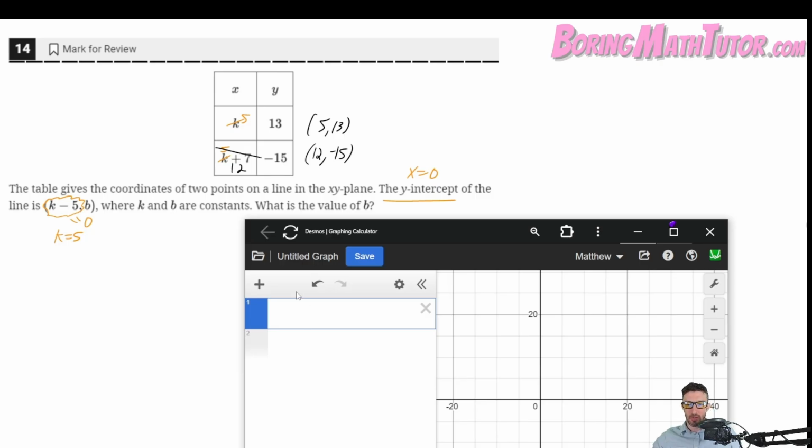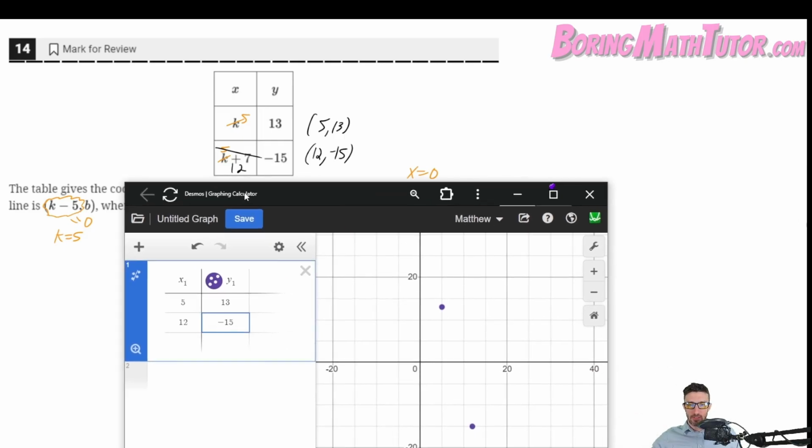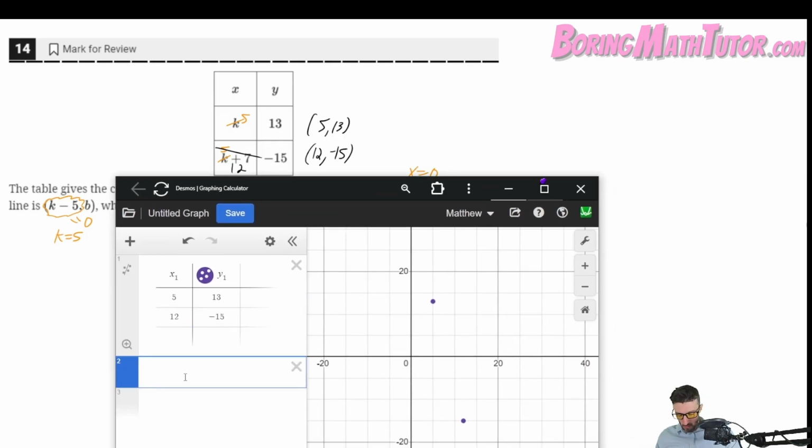Activate super cheater mode. We're going to do a table. We're going to put the 5 with the 13, and we're going to put the 12 with the negative 15. And then we're going to ask Desmos, how can I make an equation using y1 as a function of x1?